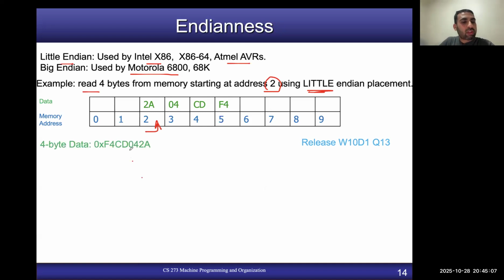So let's see what the result is. We need to read from the least significant byte side, which means the first byte that we read will be the least significant byte, because it is little endian. So it will be 2A. The next byte that we read will be the second least significant byte, which will be 04. The next byte will be the third least significant byte, which is CD. And the last byte that we read will be the most significant byte, which will be 0xF4. Is everyone clear on this or not?